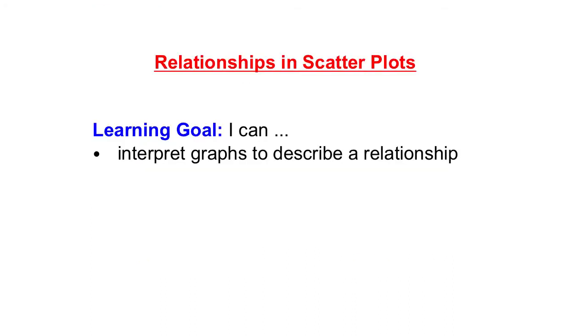So this next lesson in our data management section is called Relationships in Scatter Plots. So we're going to spend a lot of time looking at scatter plots in this lesson, and our goal is simple. We're trying to interpret graphs to describe a relationship. So remember, when I make a scatter plot, I have two variables, and I can look at the relationship between those two variables.